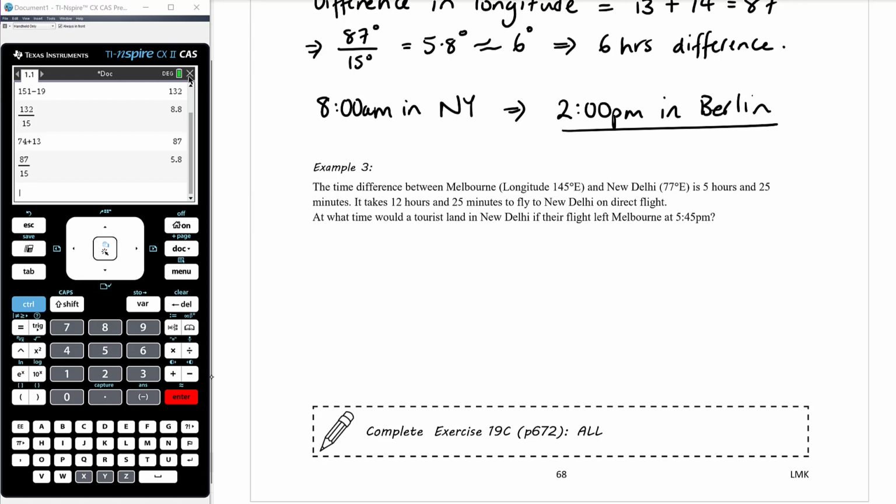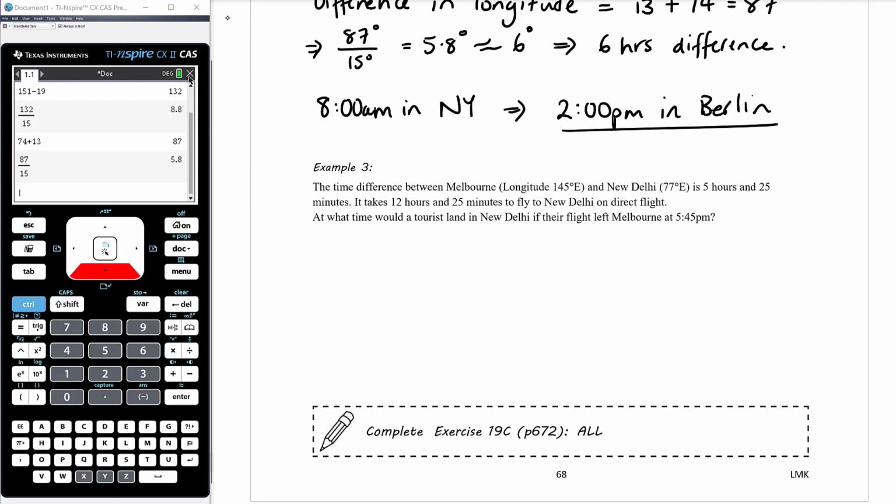Now we need to understand from our understanding of what happens here which one is ahead. So Melbourne is further east than New Delhi, and so it is further ahead. Okay, so New Delhi's time plus 5 hours and 25 minutes will take us to Melbourne's time. It takes 12 hours and 25 minutes to fly to New Delhi on a direct flight. At what time would a tourist land in New Delhi if their flight left Melbourne at 5:45 p.m.?